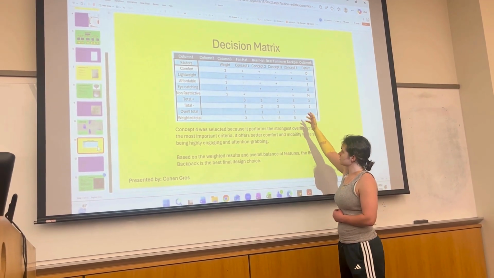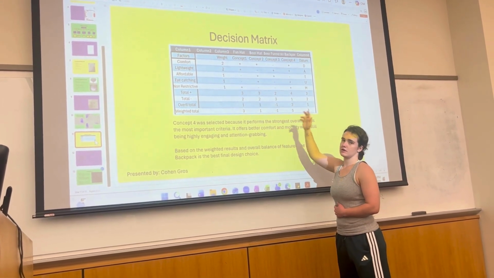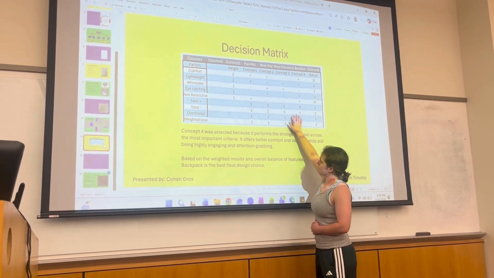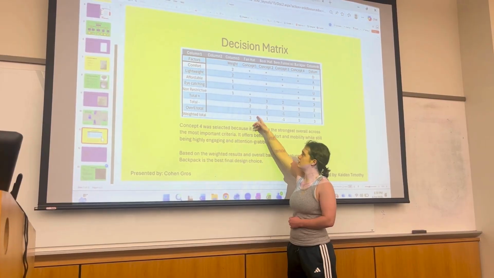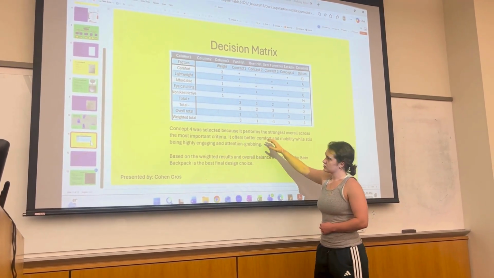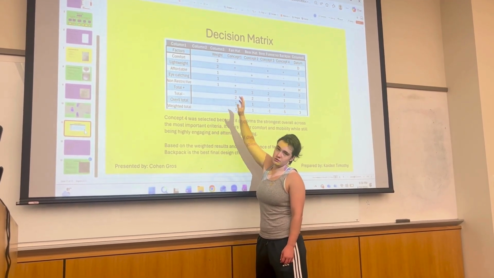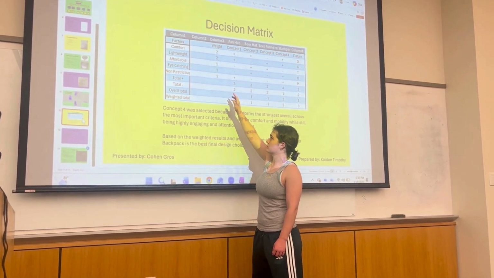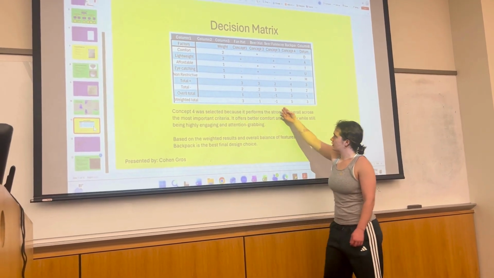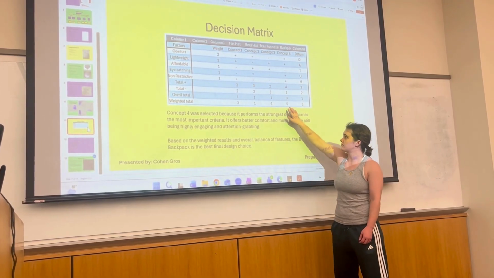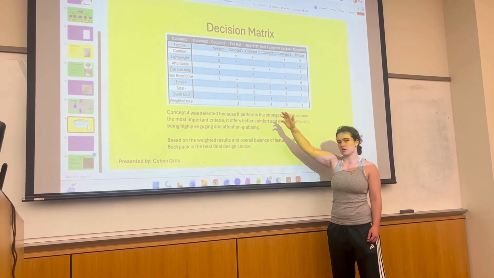And from there, we gave each of the concepts a plus if it fulfilled that factor and a minus if it didn't. And from there, we added up all the pluses, added up all the minuses, and we added those together to get an overall total. And then we also had a weighted total, which basically took in all those concepts and we ranked those concepts based off of which ones we thought were most important, and it kind of added a bit more points to the concepts. And what we did was we landed on number 4 because it fulfilled most of the factors, and it also fulfilled the factors that we thought were most important.